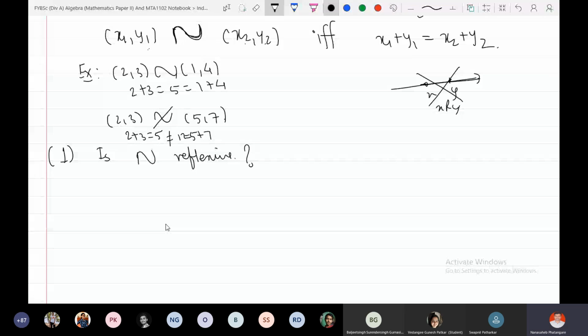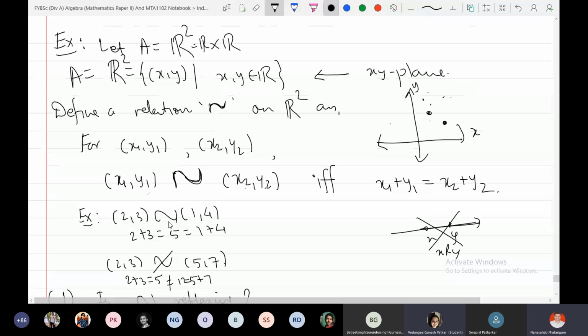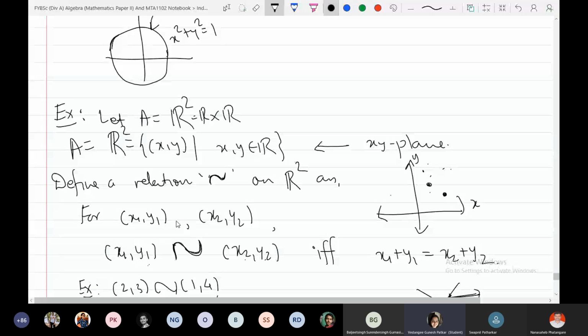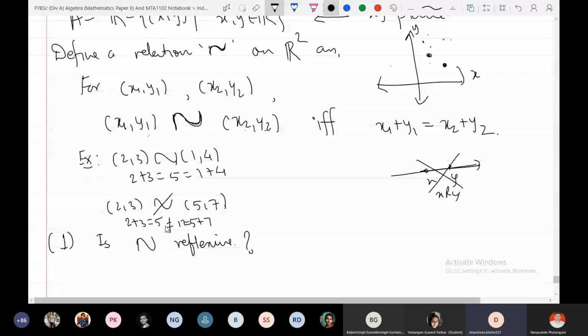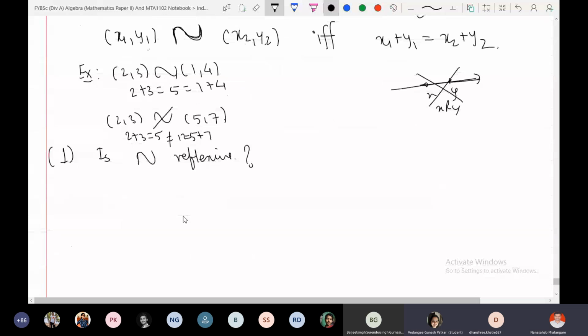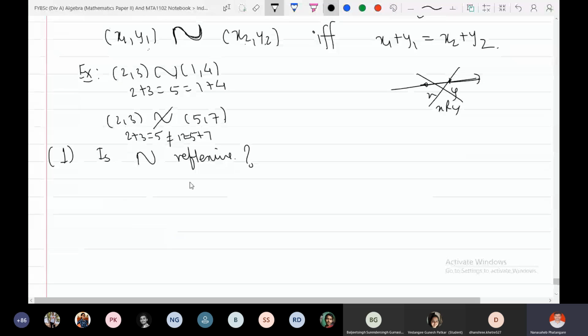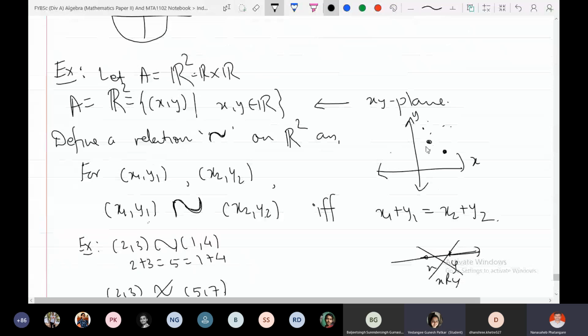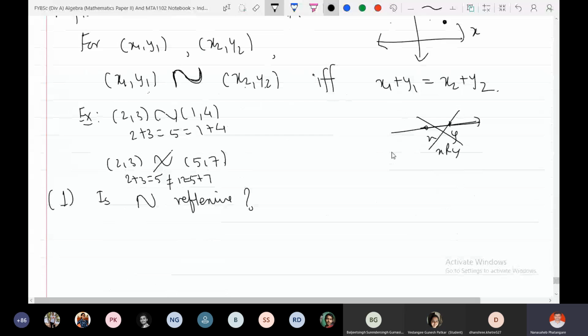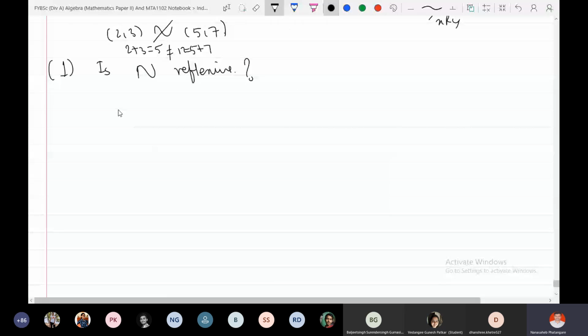How should I verify whether it is reflexive or not? By putting y1 equals x1 and y2 equals x2. No, actually what I should take is an arbitrary point. I just close my eyes and choose any point from the plane, not any particular point. So just close your eyes and choose any point from our set R2.